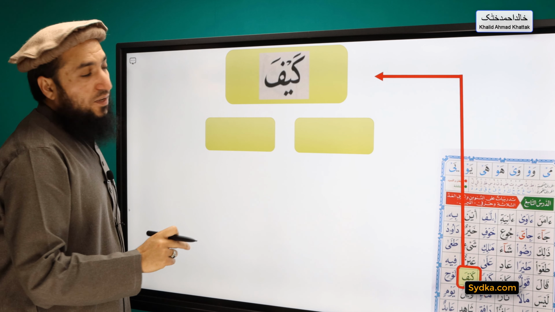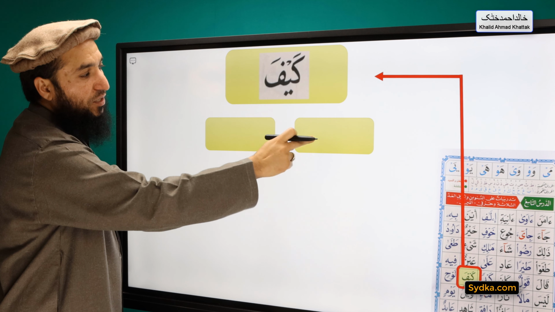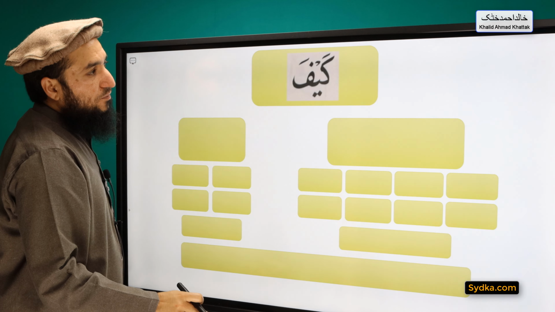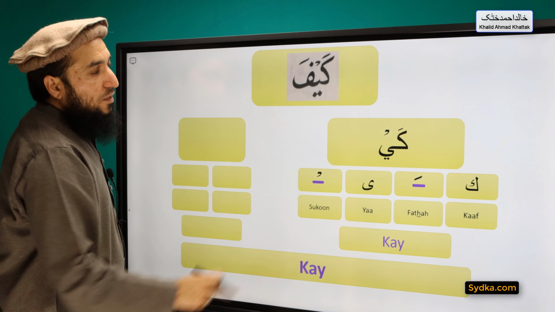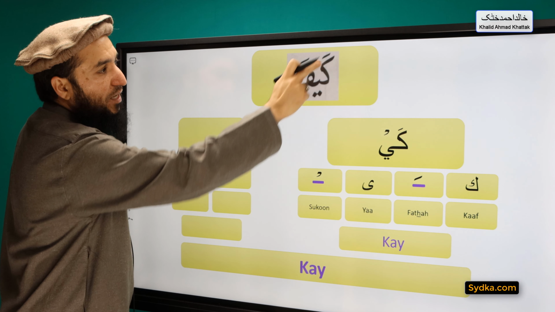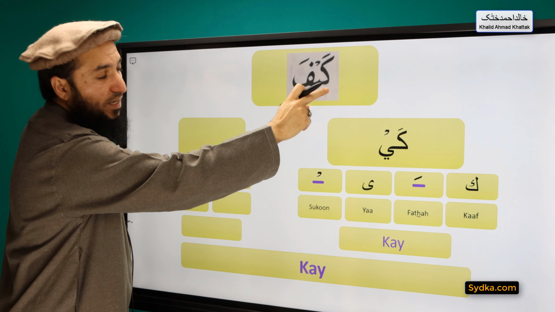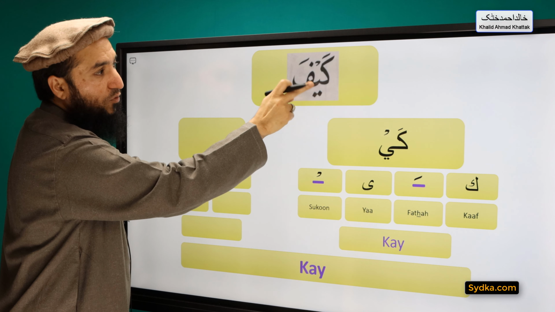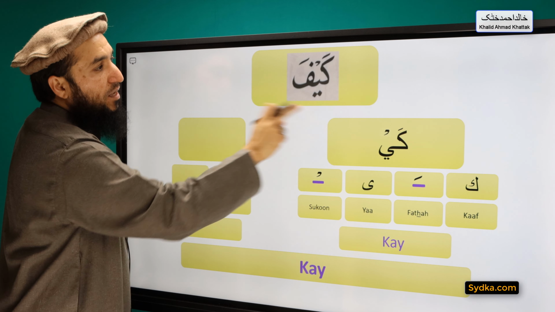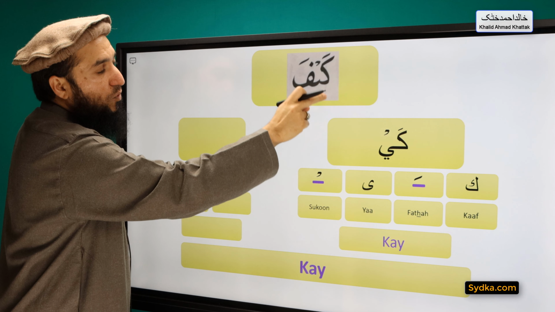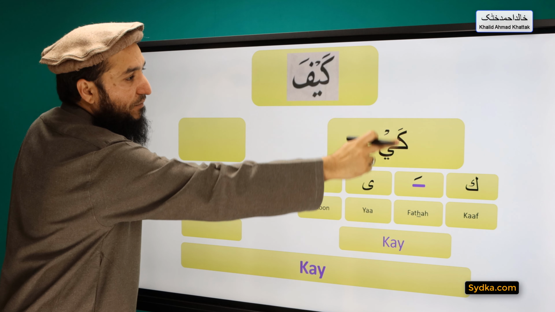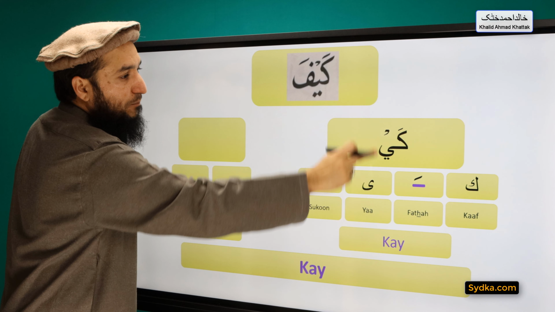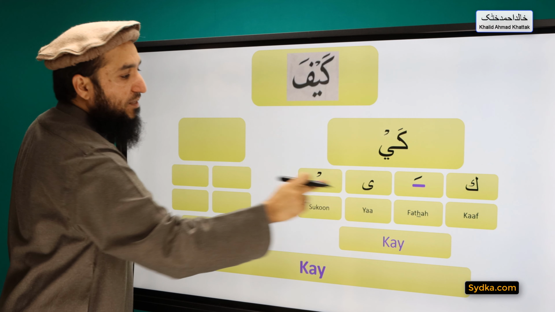The next word we have is كيف, and it can be divided into 2 syllables. The first syllable we have is kaf fatha ya sakun kay. Kaf is a light letter, it has fatha on top of it, it is followed by ya, and ya has a sakun. Kaf fatha ya sakun kay.